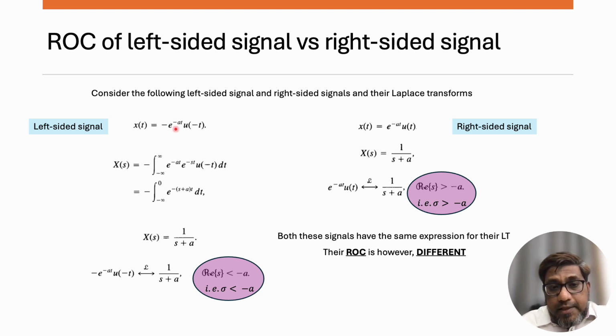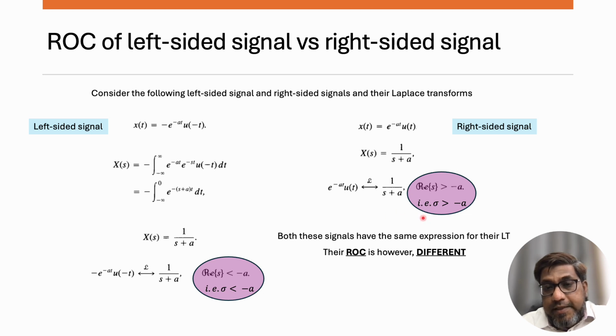So let's look at these two examples of signals, and when you evaluate the Laplace transform for both these signals, you will find that the algebraic expression for the Laplace transform in both cases is identical. On this side we have the left-sided signal, which extends to infinity towards the left, and we have this signal which is right-sided, which extends to infinity towards the right. The algebraic expression for both these signals is 1 upon s plus a. The only thing that differs is their regions of convergence.